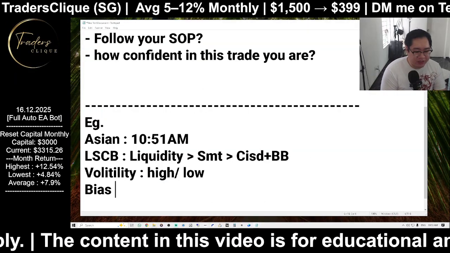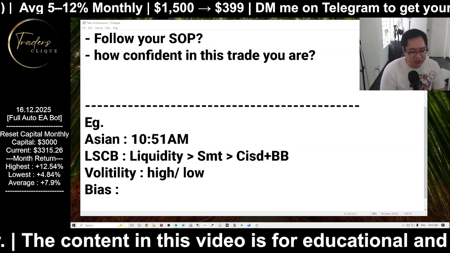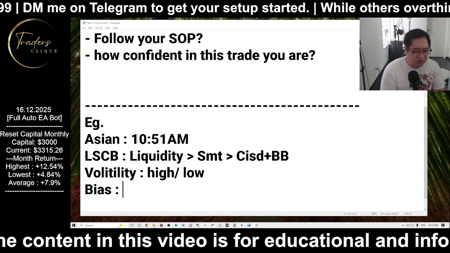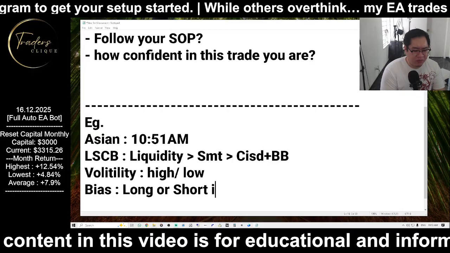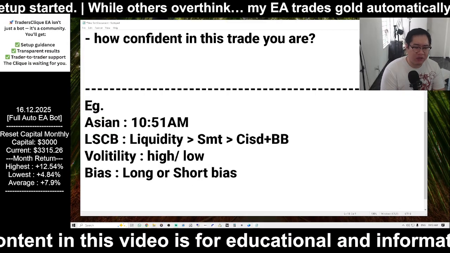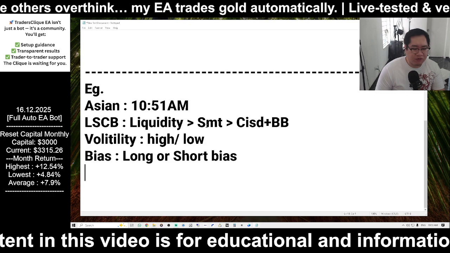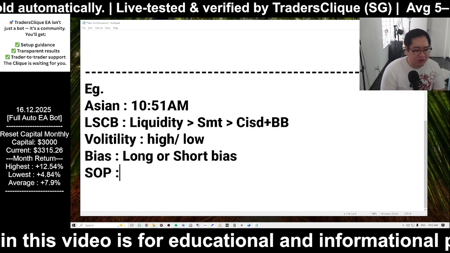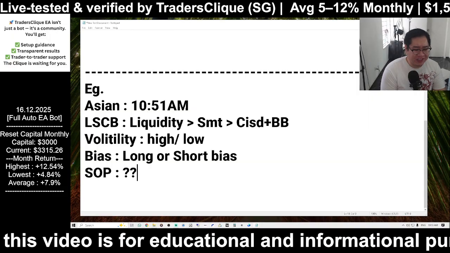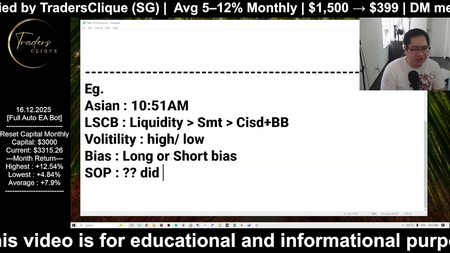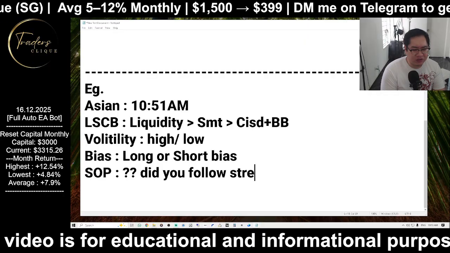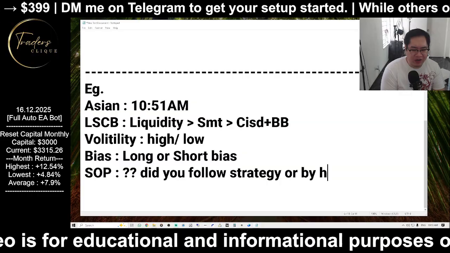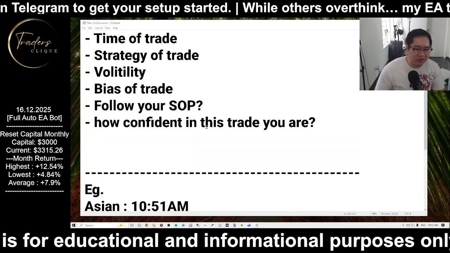Okay, bias. Is this long or short bias? Okay, and then what else? Do you follow your strategy? SOP? Did you follow a strategy, or go by heart?